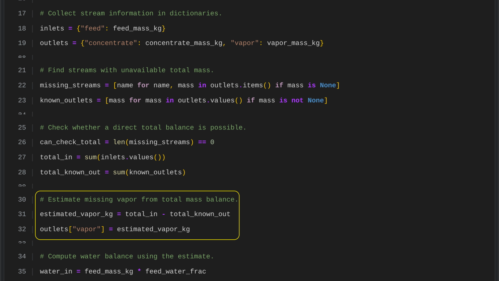Estimate the missing vapor mass by subtracting the known mass leaving the system from the total mass entering it. Then record this estimated value with the outlet data so the mass balance includes the newly calculated vapor amount.